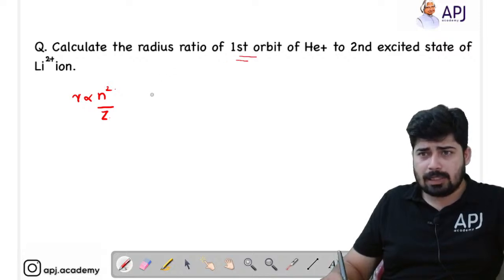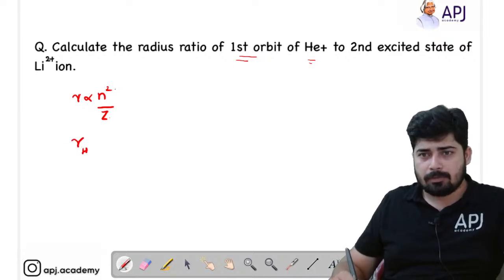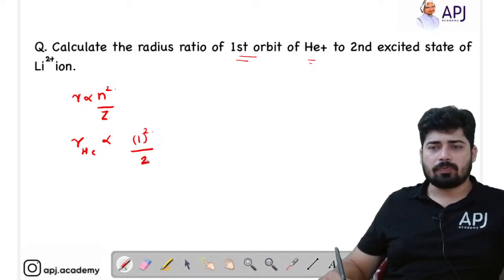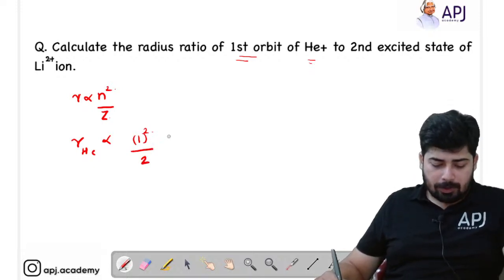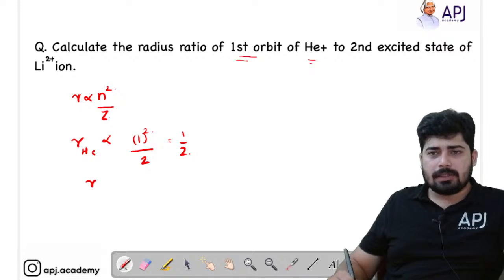It is the first orbit, that means for helium plus n equal to 1. So the radius of helium corresponds to 1 square divided by z. What is the z value? Hydrogen, helium, z is 2. So it is equal to 1 by 2, right? Now what about the case of lithium?